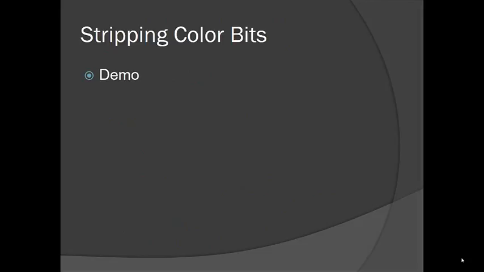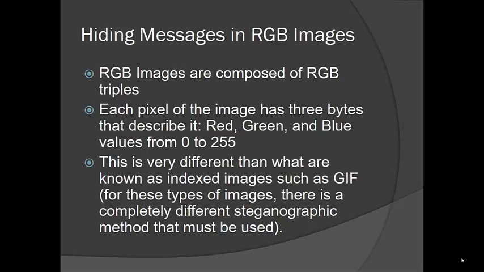So I just actually showed you the demo of stripping color bits, so I won't do that again. Now, how do you hide messages in RGB images?